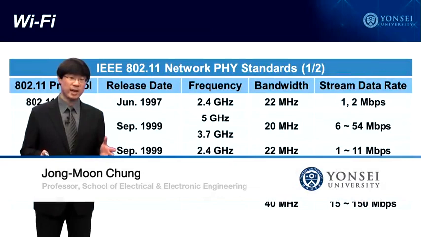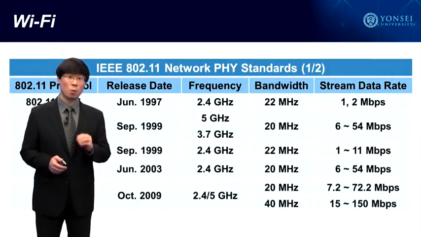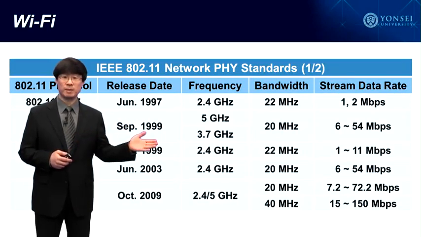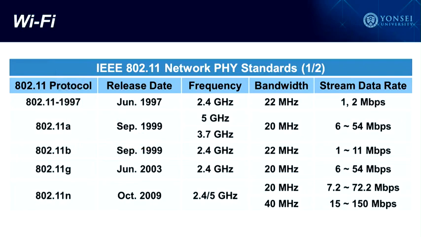Now let's take a look at the IEEE 802.11 Wireless Local Area Network Wi-Fi standards. And we'll do that by looking at the table you can see here. Now, in the 802.11 protocol standards, the first one that came out was the 802.11 1997. And this came out in June of 1997.